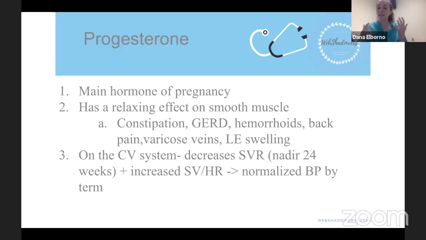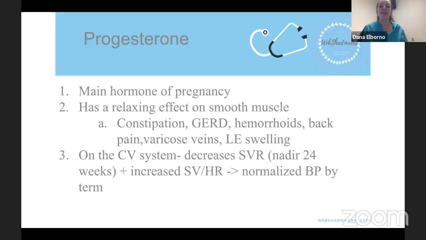Progesterone has a relaxing effect on smooth muscle, aside from the effect that it has to stabilize the lining of the uterus and support the pregnancy. Now, the uterus is an organ that's made of smooth muscle. So of course it's beneficial to the uterus to have a relaxation effect so that there aren't contractions in early labor and that you're maintaining a pregnancy by avoiding contractions.